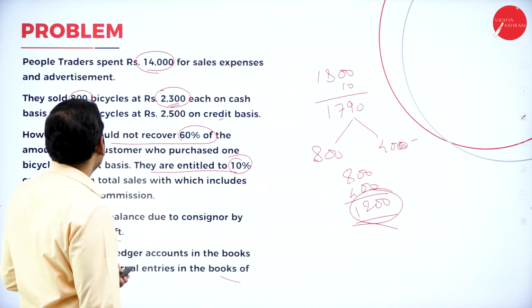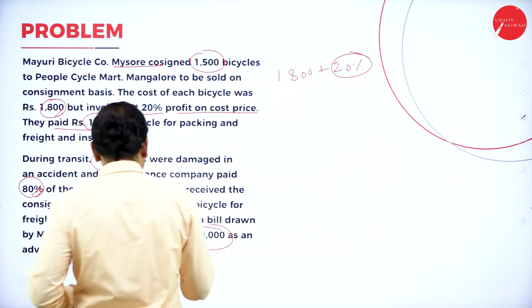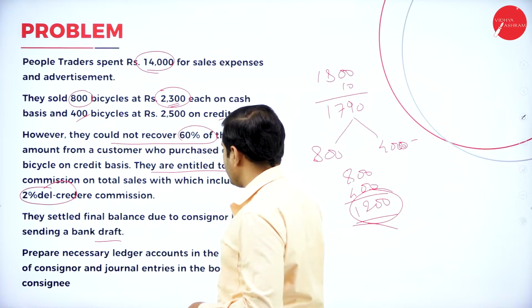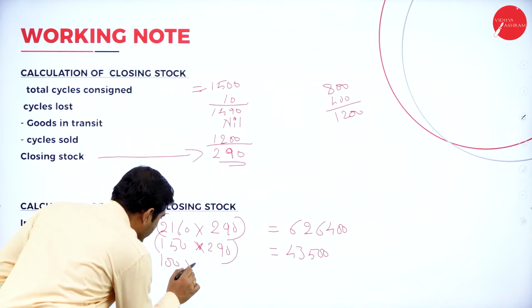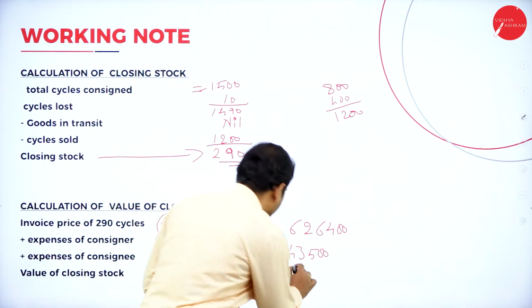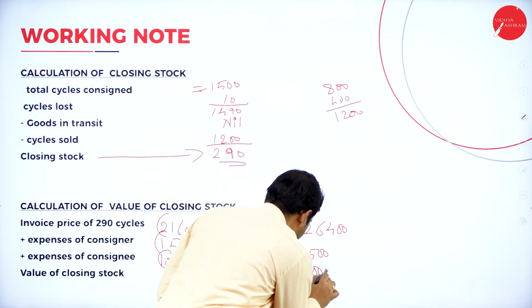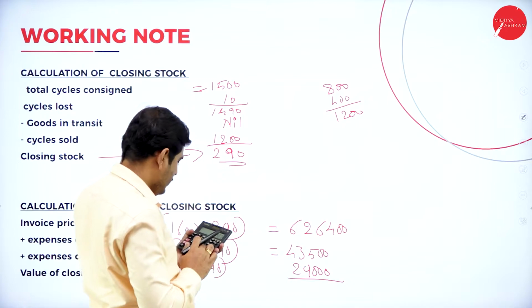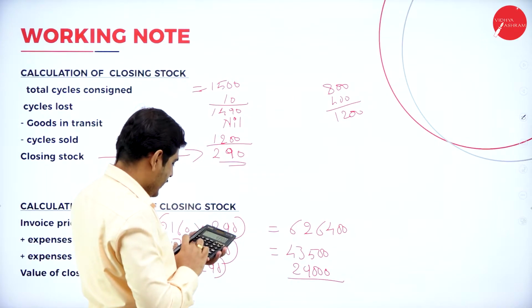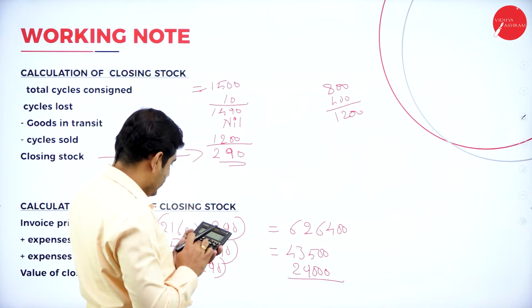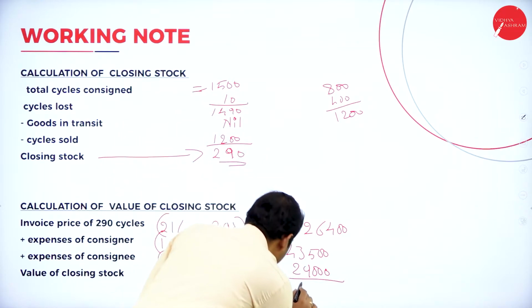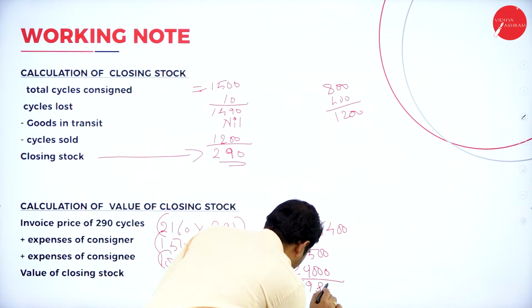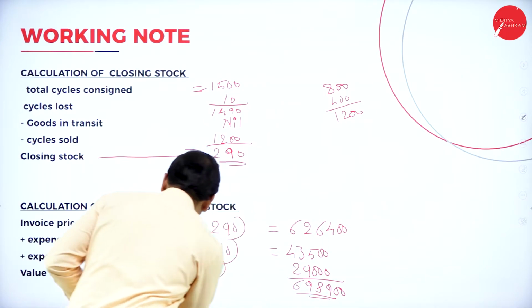Don't take indirect expenses, only take direct expenses. So how much has he spent? 100 rupees per bicycle on freight and insurance. So 100 rupees into 290 bicycles is 29,000. If you add all these, plus 43,500 plus 6,26,400, you'll get 6,98,900 rupees as the value of closing stock.